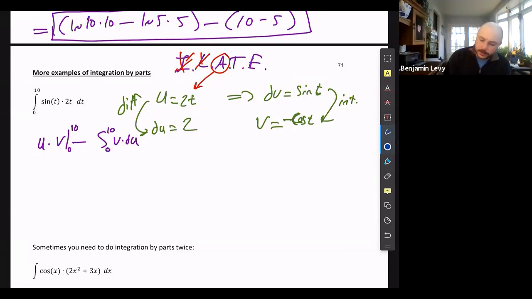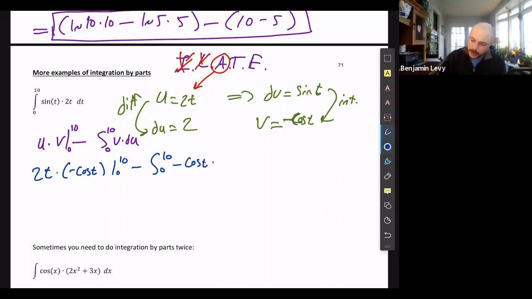All right, so that uv ends up being, let's see, u is 2t, v is minus cosine from 0 to 10, and then v du is minus cosine times 2. How's that look?